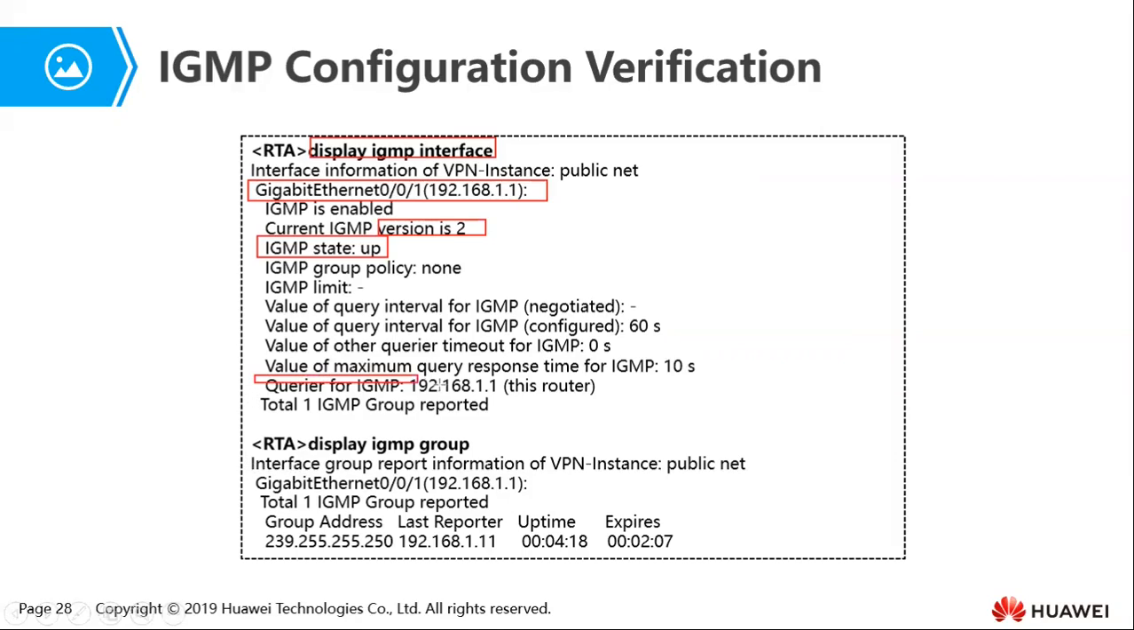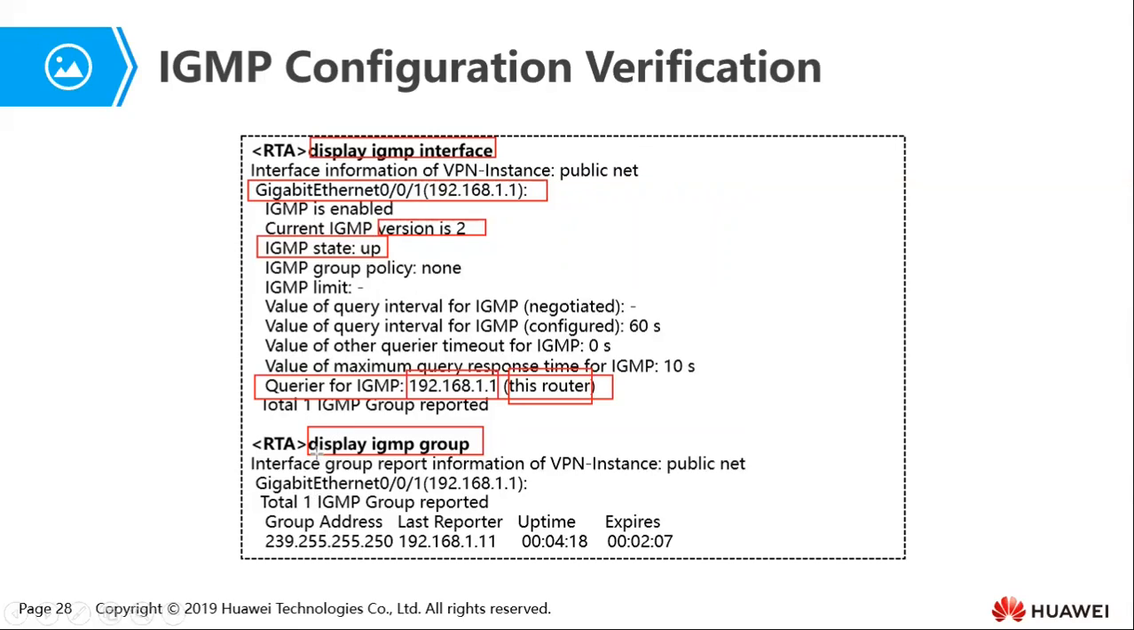And you can also see whether that router is a Querier. Because this is the only router, it automatically becomes the Querier. So it will have this router and the IP address of the interface that participated in the election. Okay, then you can also do display igmp group.